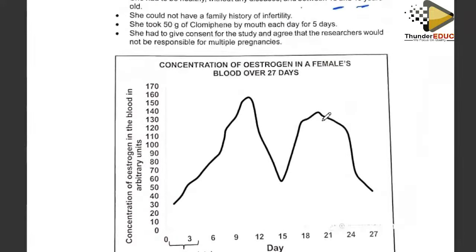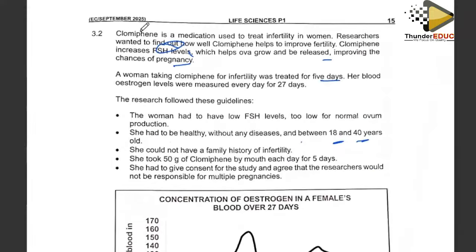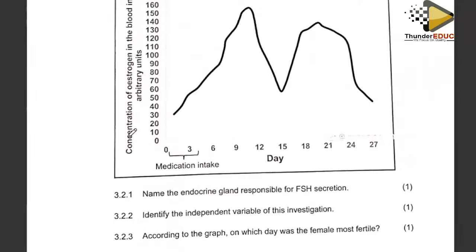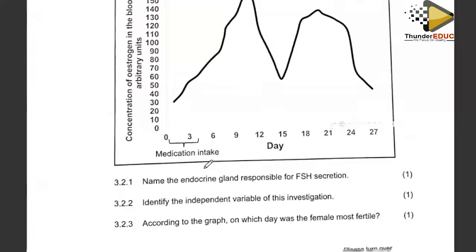Okay, fertility will depend on the chromophene which is being produced. So the independent variable could be the treatment with chromophene. Yes, treatment. Treatment with the intake. What are you intaking? What are you putting in, the chromophene?